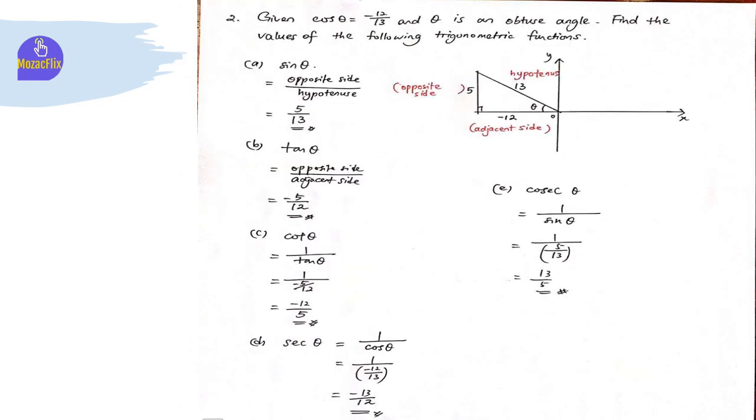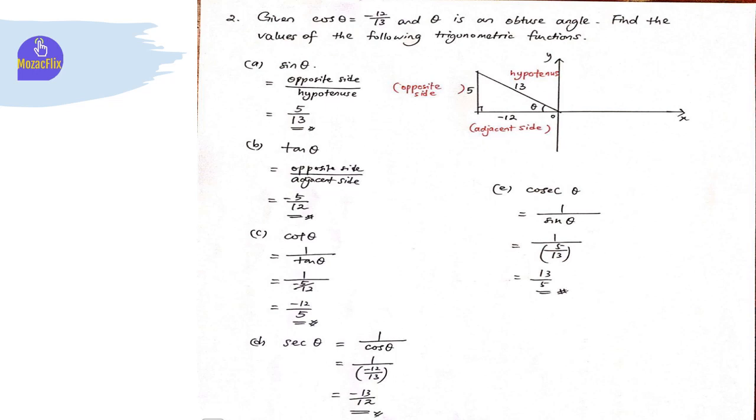Example 2. Given cos theta equals -12/13 and theta is an obtuse angle, find the values of the following trigonometry functions. When we look at the question, it already mentions that theta is an obtuse angle. So the obtuse angle must be in the second quadrant, where the angle lies between 90 degrees to 180 degrees. First we sketch the triangle in the Cartesian plane. That means we have 3 sides here: opposite side equals 5, adjacent side equals -12, and the hypotenuse equals 13.